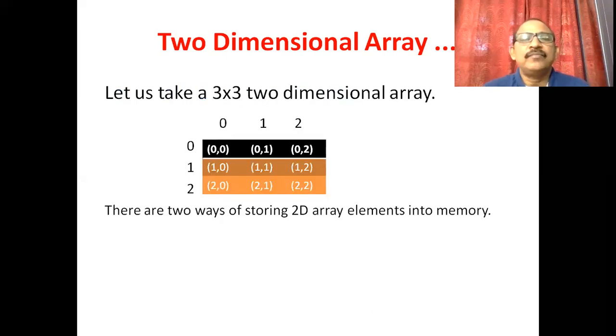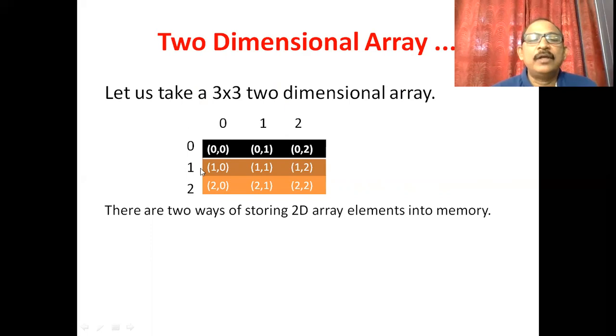Let us take a 3 cross 3 two-dimensional array, meaning 3 rows and 3 columns. In the C language, we know each subscript starts from 0. Here you can see the first row is 0, second row is 1, and third row is 2. And the first column is 0, second column is 1, and third column is 2. The subscript of the first element is 0,0, the second element is 0,1, third element is 0,2.